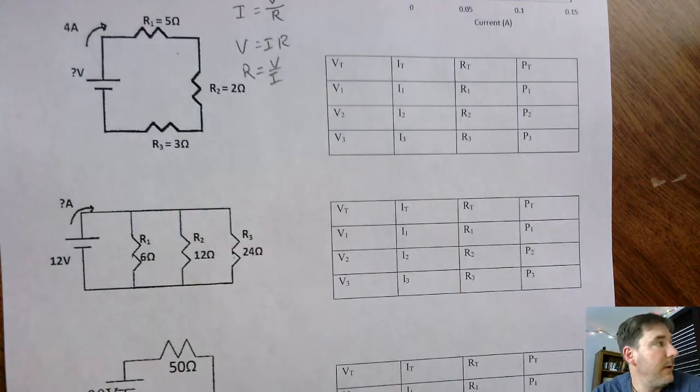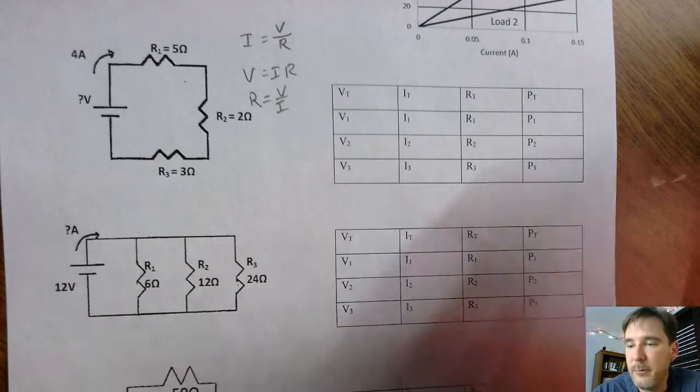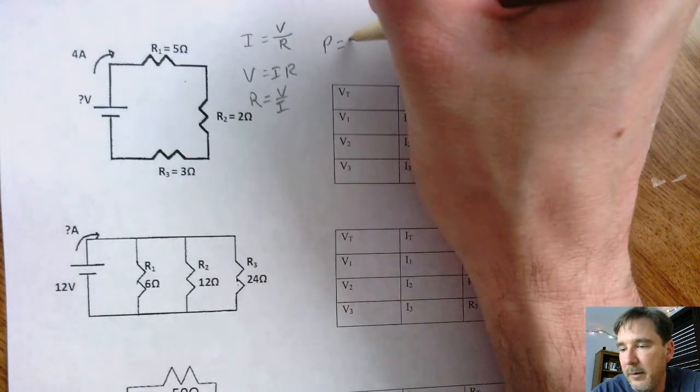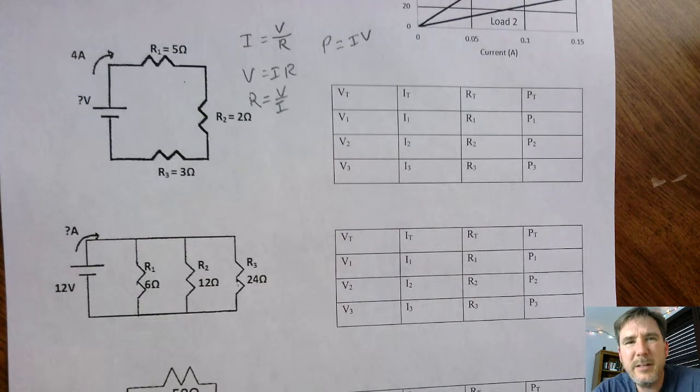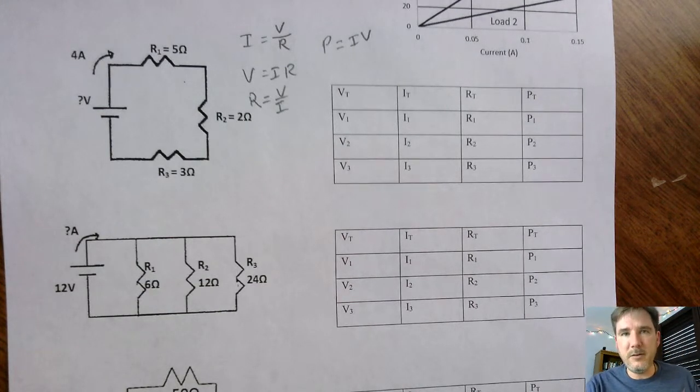So those are the 3 main equations, and I always write those at the top so I don't have to worry about them. And then the little hanger on it, as I call it, P equals I V. So that's important to know too. That way you don't have to think about them every time. Get in the habit of writing that at the top of your page or your scratch paper.